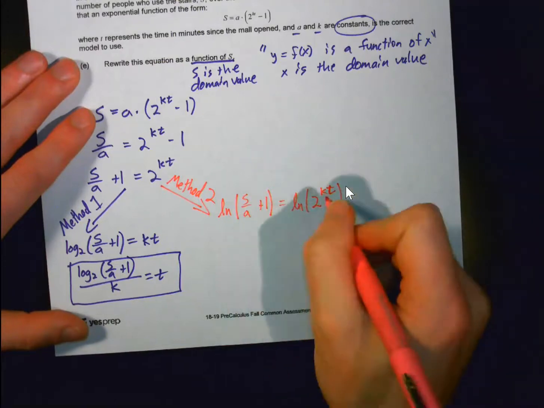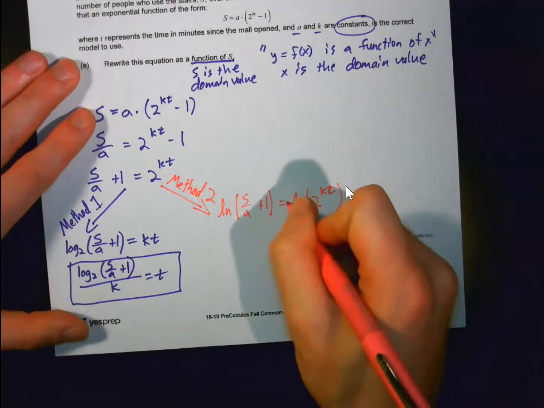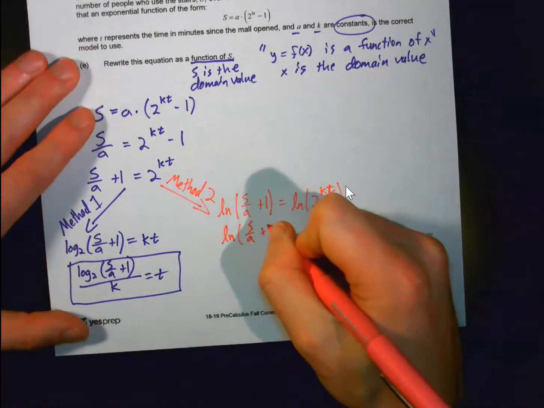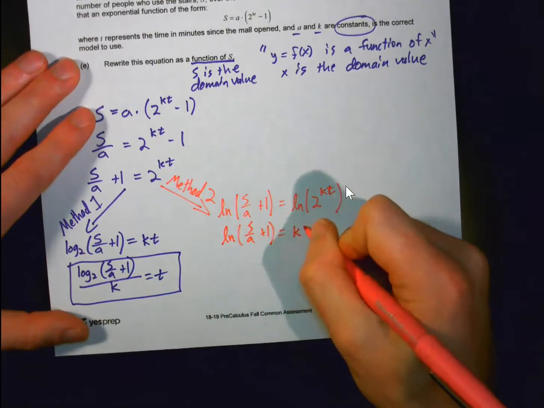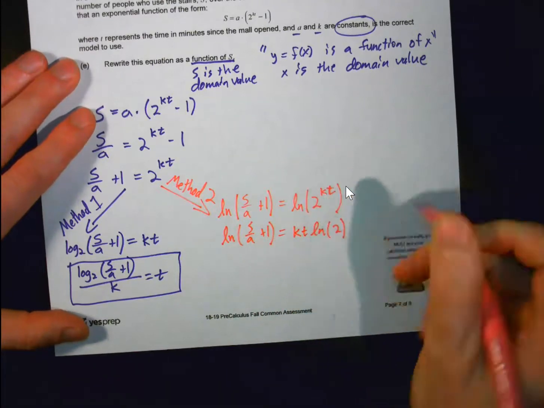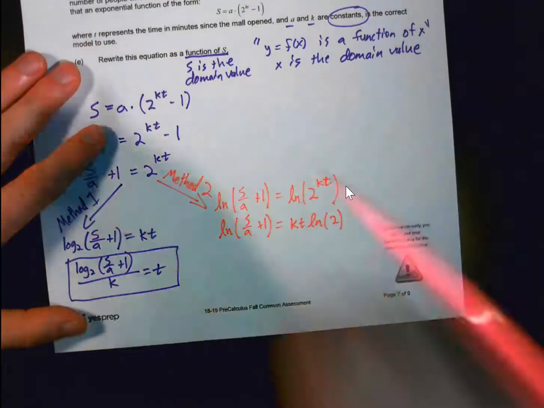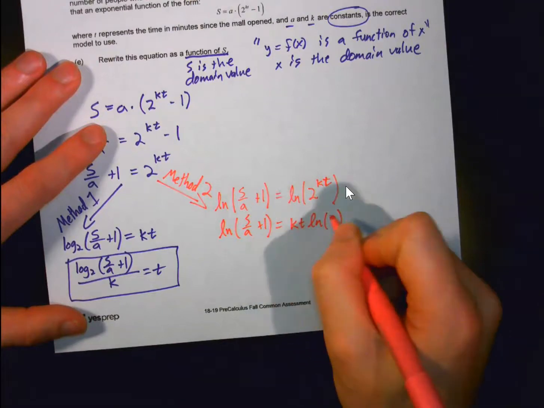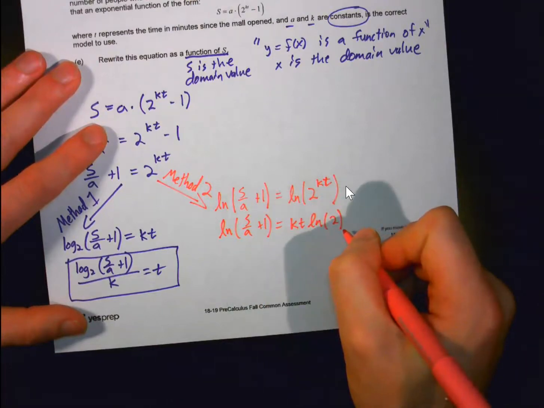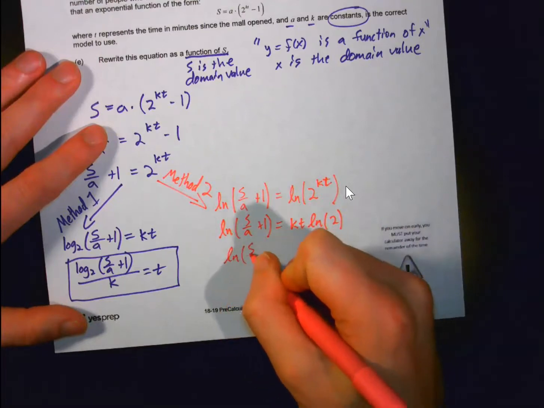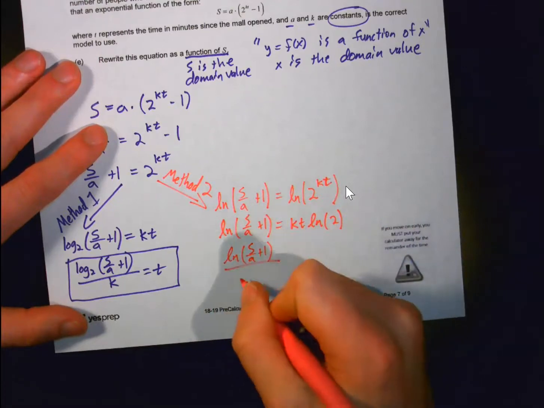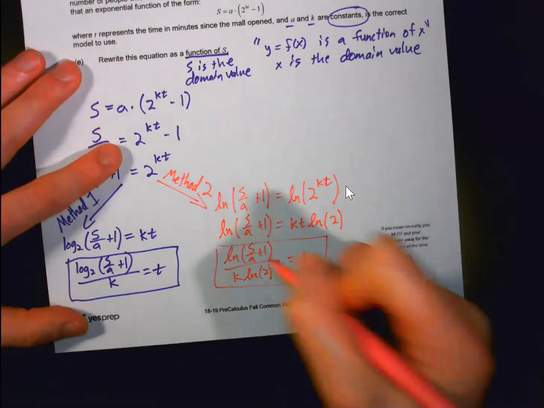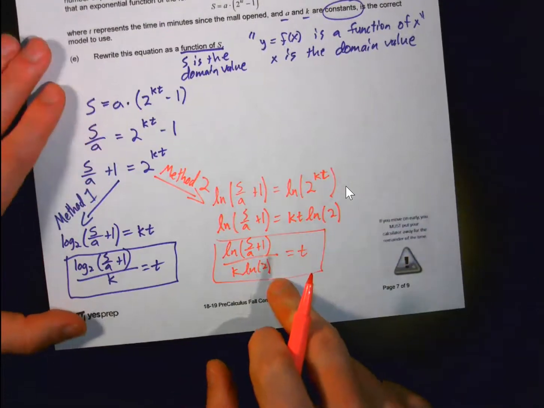On the right-hand side, I'm going to be able to pull down the kt. On the left-hand side, I'm not going to change anything. We just have ln of s over a plus 1. So I said I'm pulling down the kt, ln of 2. That's my power rule. I can pull down a power inside of a logarithm. So last, I wanted to isolate the t. Well, there's a k on it, and there's a ln of 2. Why don't I divide by k times ln of 2, and I'd end up with ln of s over a plus 1 over k ln of 2 equals t. Box that answer in, and I would be earning full credit for this answer as well.